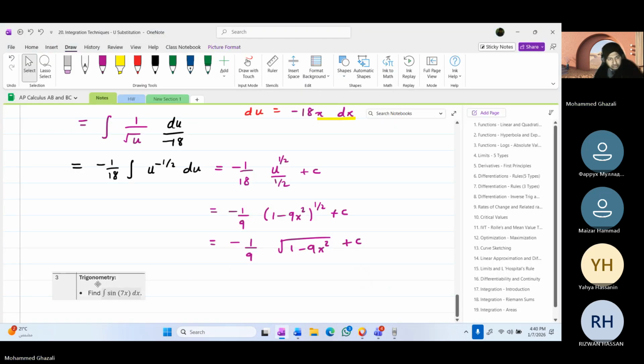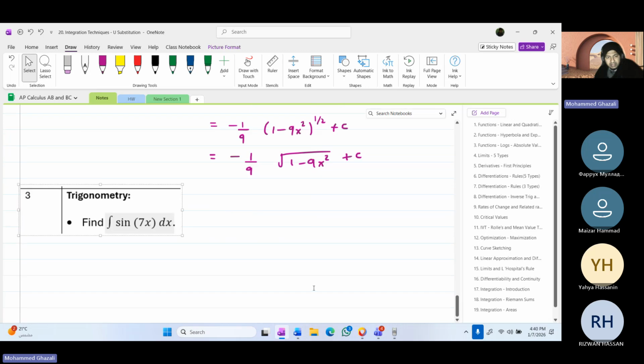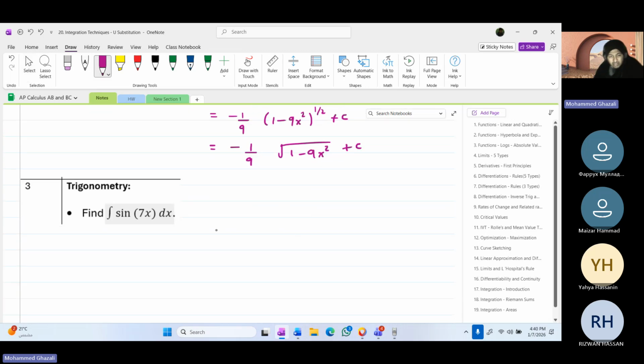So third part is trigonometry. So you got all the ways to do radical forms, use substitution. Look at this. You can just use a rule and say the answer is, what's the answer? Negative cos 7x over 7 plus c, or we can use u substitution, okay? So we say 7x equal to u. Du is equal to 7 dx. So now we have integral of sine u. What is dx? Du over 7. And the integral of sine u is negative cos u, right?